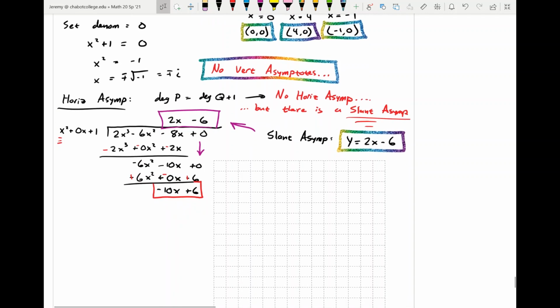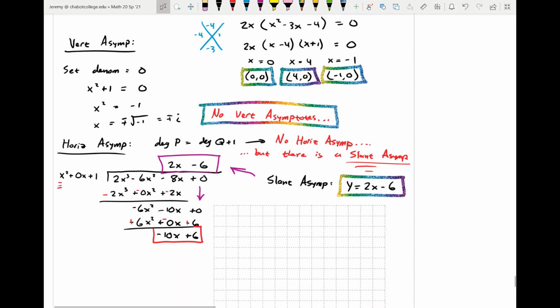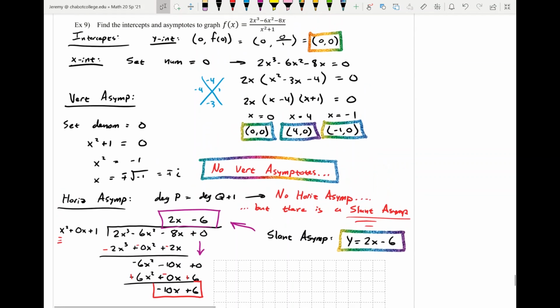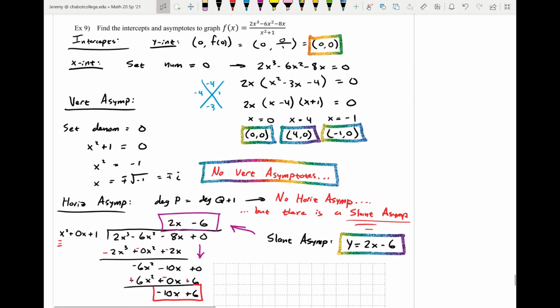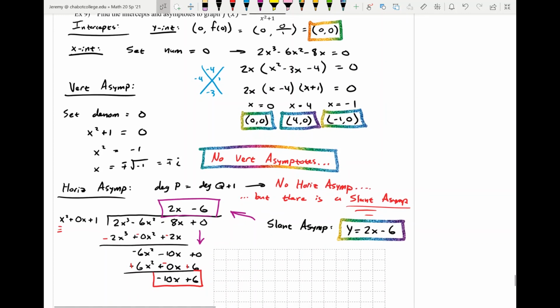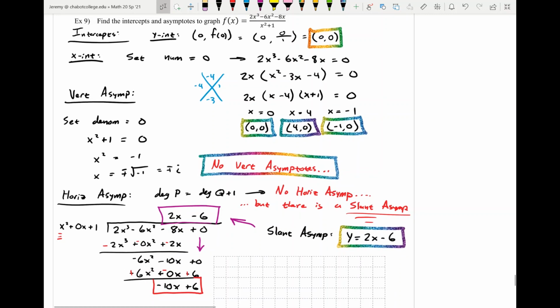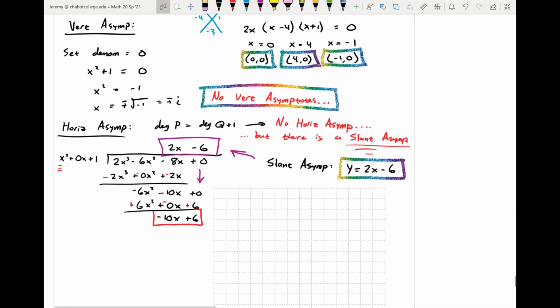All right. So now from here, this is an interesting case, right? It's like we don't have vertical asymptotes. We don't have horizontal asymptotes. We've just got a few x-intercepts and a slant asymptote. So let's see what's up with this.